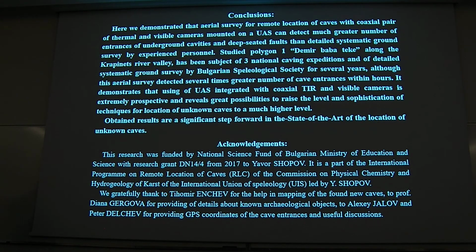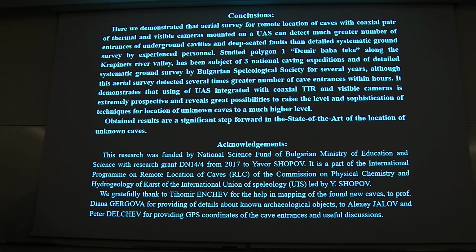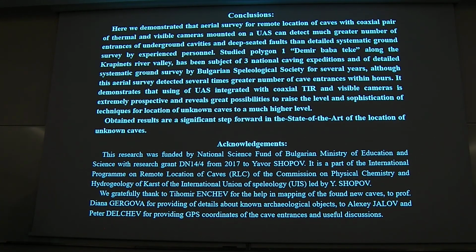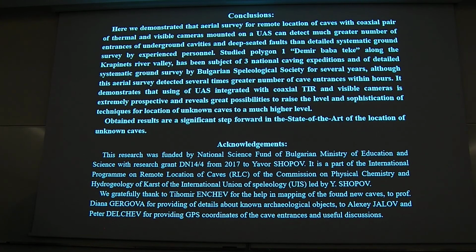And in the end we have demonstrated that aerial survey for remote location of caves with a coaxial pair of thermal and visible cameras mounted on a drone can detect a much greater number of entrances of underground cavities and deep-seated faults than detailed systematic ground survey by experienced personnel. The studied polygon has been subject of 3 national caving expeditions and detailed systematic ground survey by the Bulgarian Speleological Society for several years. Actually, they made 7 expeditions there.